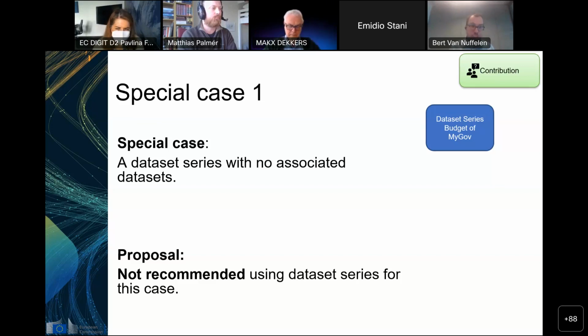Our proposal at this moment is not to recommend the introduction of dataset series with no associated datasets if you have no intent to do that. So that's the first special case. Do you see the need of introducing in your catalog just the notion of a dataset series without the connection to the collection?